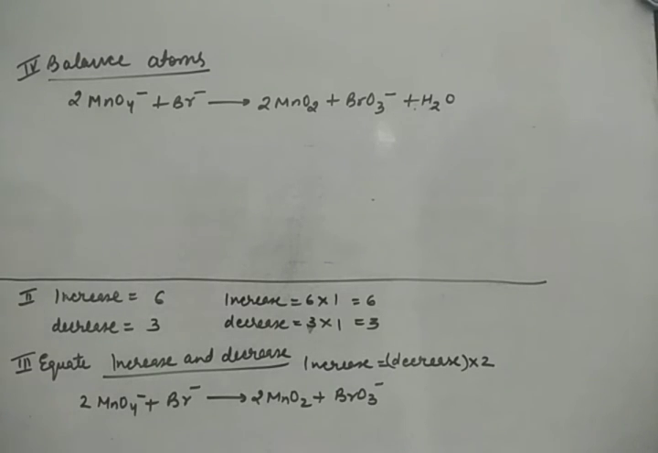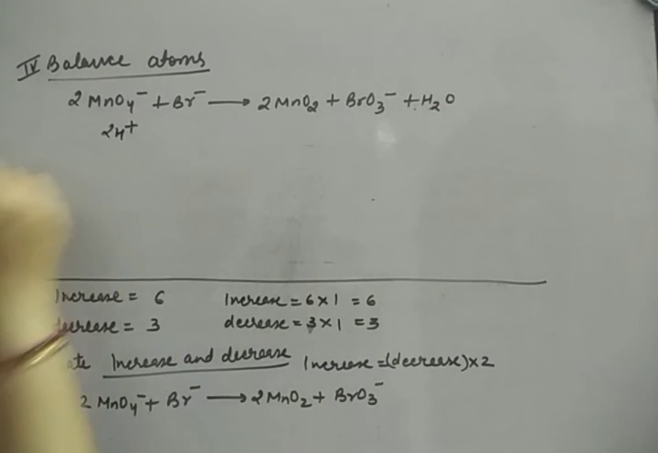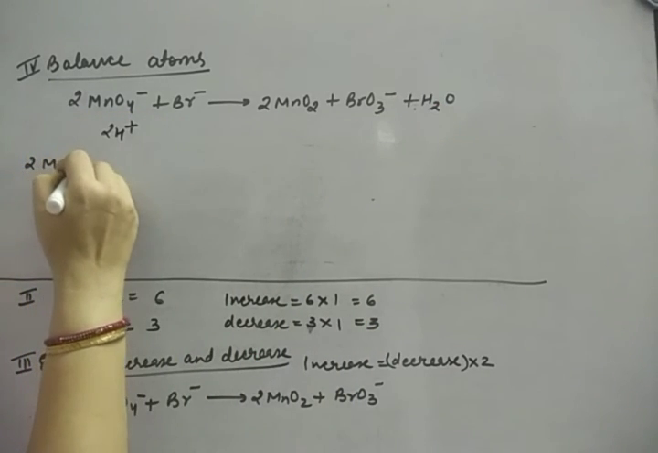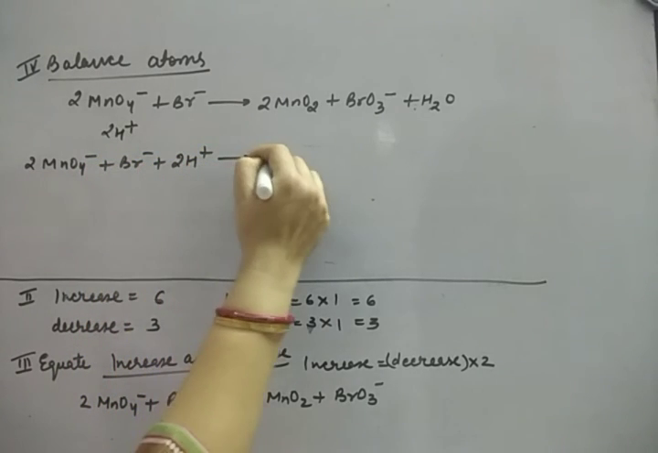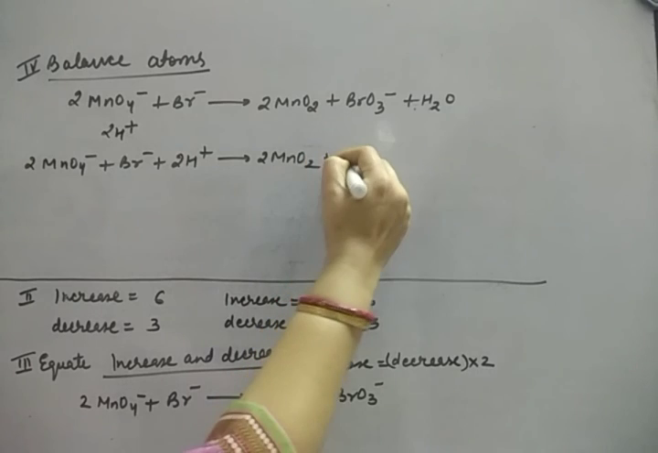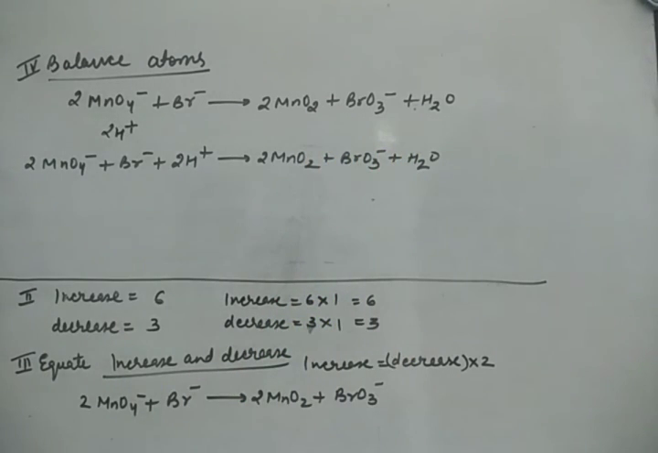Hydrogen is 2, so I will add 2H plus. So first I am adding H plus here. Why I am adding H plus will be clear to you after some time. This is a very easy method for balancing in basic medium. Otherwise, when we add OH minus, again the oxygen and hydrogen increase, so it sometimes becomes difficult for us to balance. So I have added 2H plus here.